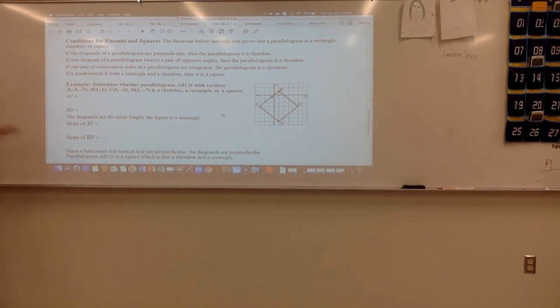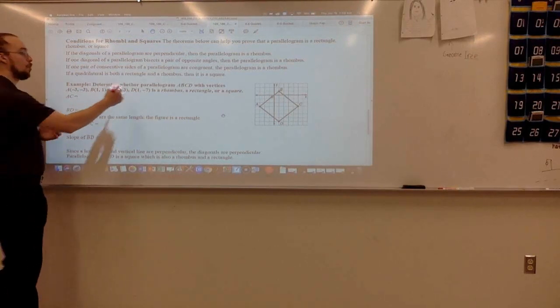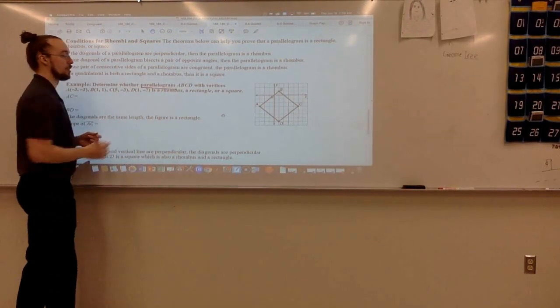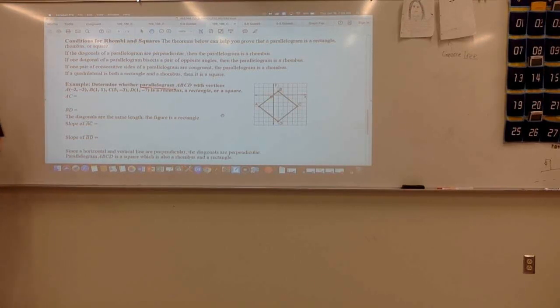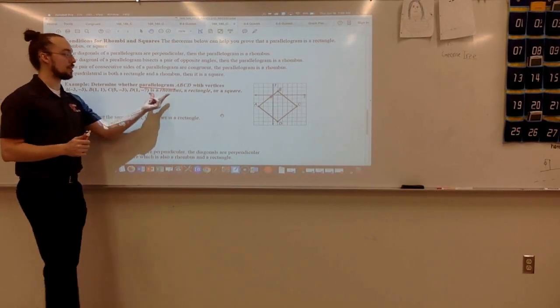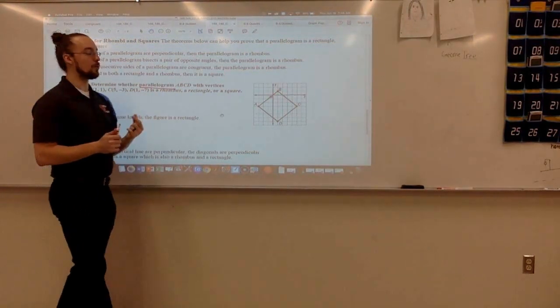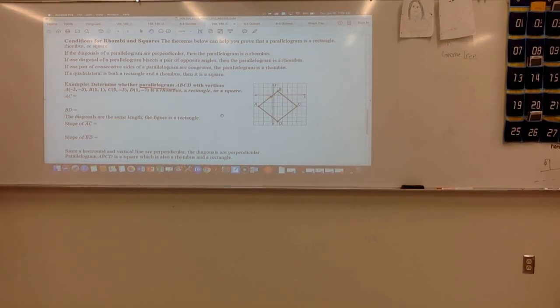Okay, so on these problems, we're going to assume that we're given a parallelogram. Okay, we know it's a parallelogram, so we don't have to go through the process of proving that opposite sides are parallel or opposite sides are congruent. We already know that much. So to take it one step further and figure out whether the parallelogram is a rhombus, a rectangle, or a square, we want to deal with the diagonals.